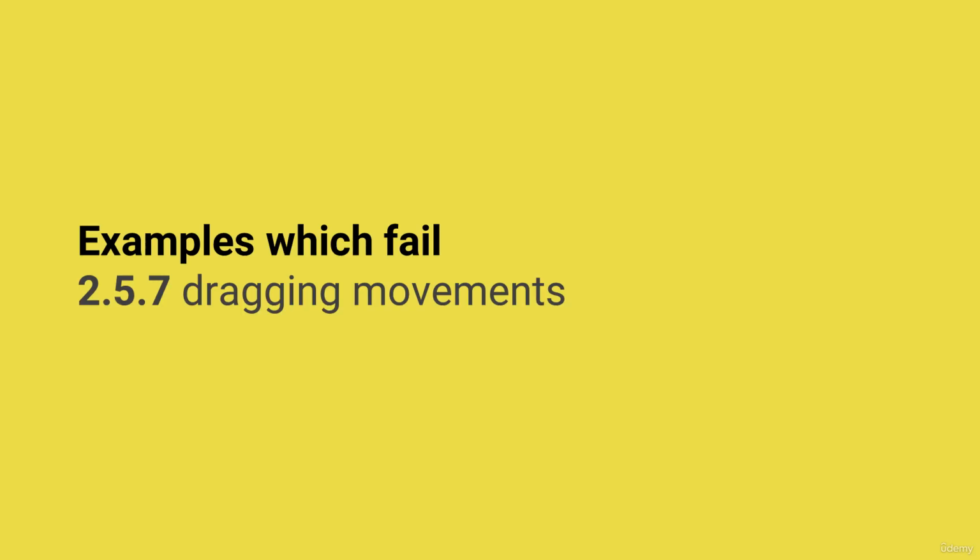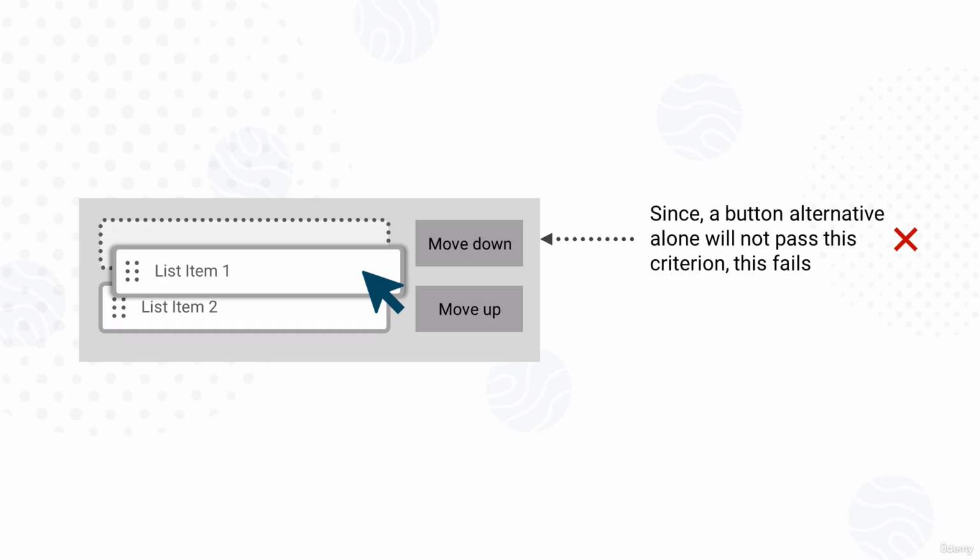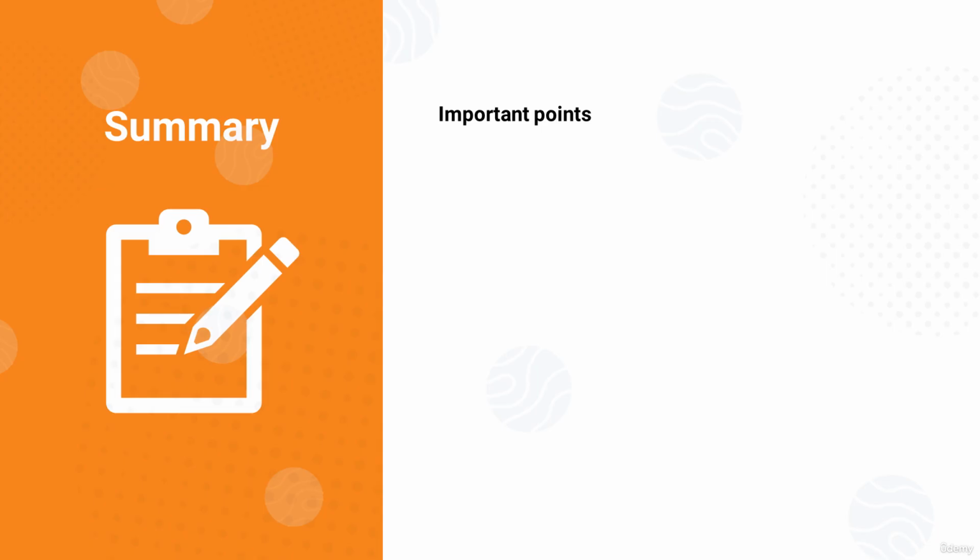What does failing this success criterion look like? A list of items can be reordered by selecting and dragging. Since there is no alternative way to reorder the list via a single pointer input, this fails. Not all users can accurately press and hold the mouse while repositioning the pointer. An alternative method must be provided for any drag interactions.